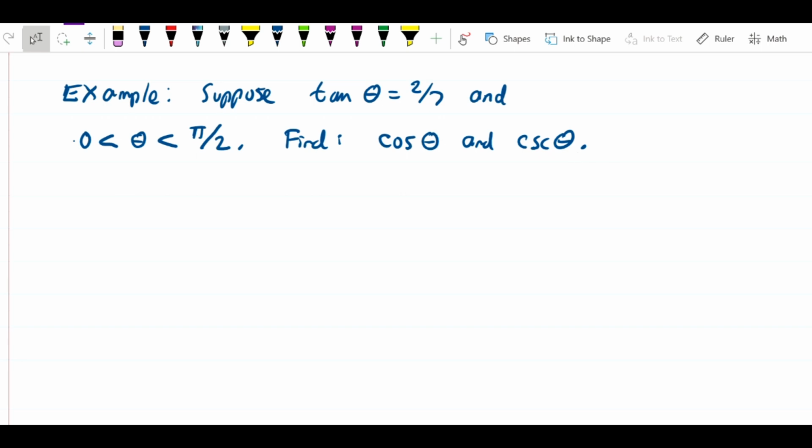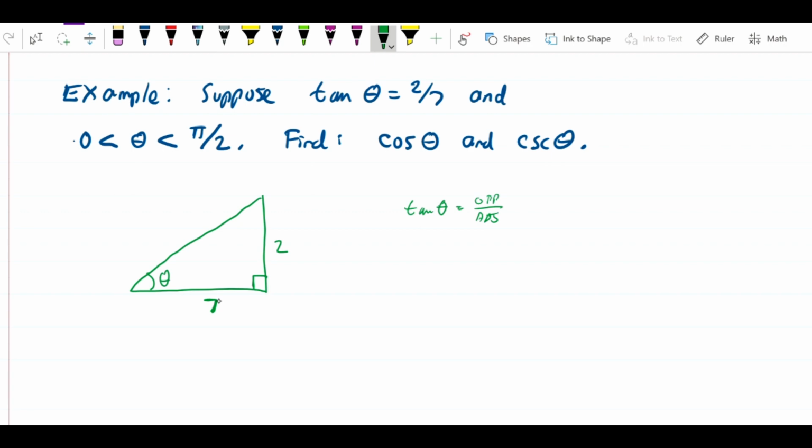So the thing to do here is to first draw the triangle. We're going to draw a triangle where there's an angle theta whose tangent is 2/7. Well, what we know is that if the tangent is 2/7, then that means that the opposite over the adjacent sides must have a ratio of 2/7. So I simply put in 2 and 7.